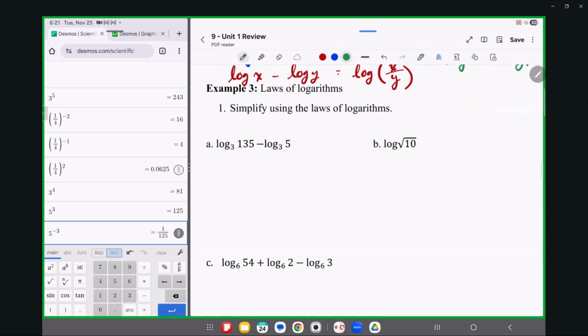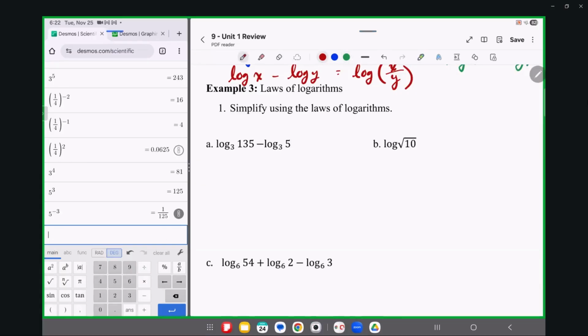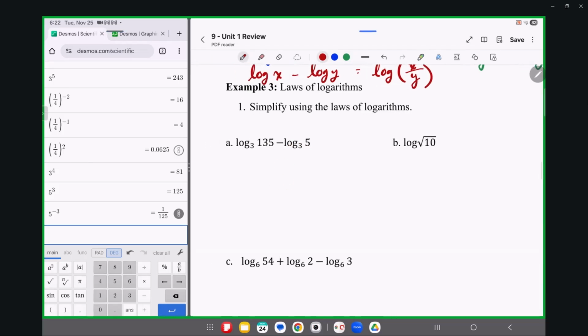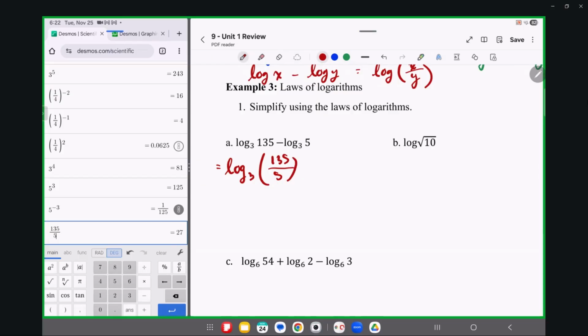Okay, so we're going to simplify the following using the laws of logarithms. So we can't just type this into a calculator. We actually need to go ahead and show some steps. So for letter A here, we have log base 3 of 135 minus log base 3 of 5. So using the quotient law, we can rewrite this as log base 3 of 135 divided by 5. Here it's okay to use a calculator for 135 divided by 5. You can see that it's equal to 27. So this becomes log base 3 of 27.